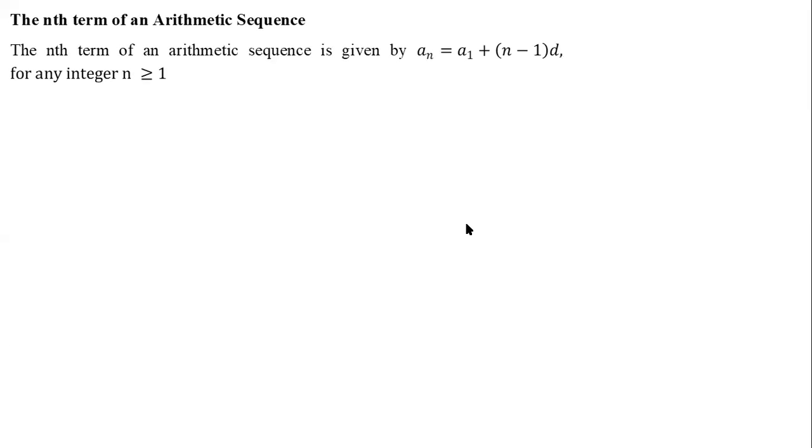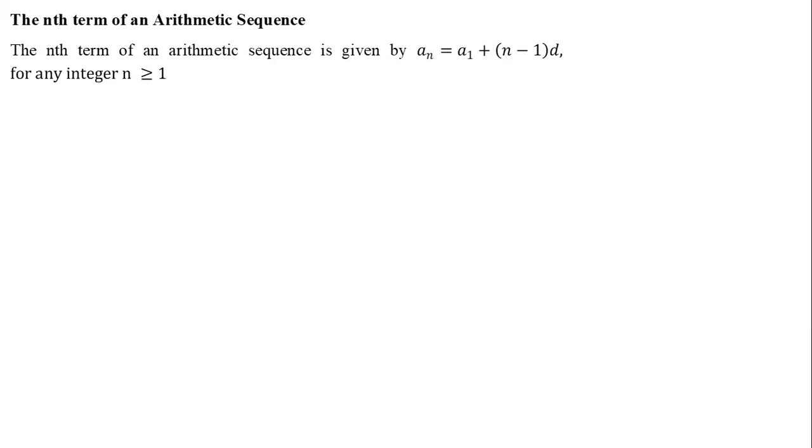And what is the nth term? The nth term of the arithmetic sequence is given by an equals a1 plus n minus 1 times d. An is the term that you want to get. If I ask you to find the 25th term, it means you want to get A25. A1 is my first term, n is the number of the term that you want to get, and d is the common difference.